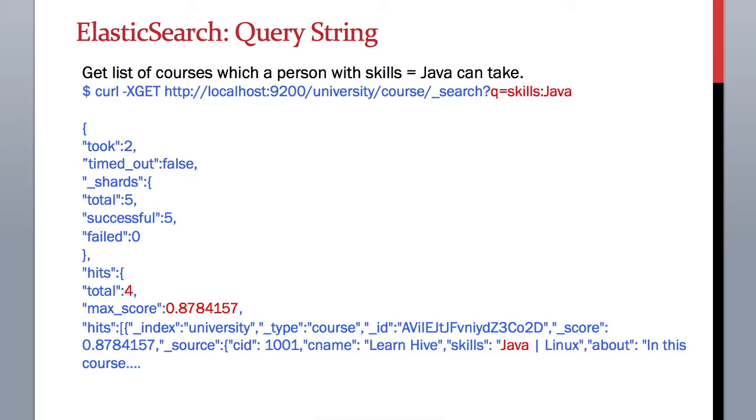Our goal here is to find all the courses which a person having a skill of Java can take. If you remember, while we created this data set, we had a field called skills, and within that field we had various values in it like Java, Linux, Hadoop, big data, and all those different values. But in this search we only want to retrieve the documents which have skills as Java. So let's bring the terminal.